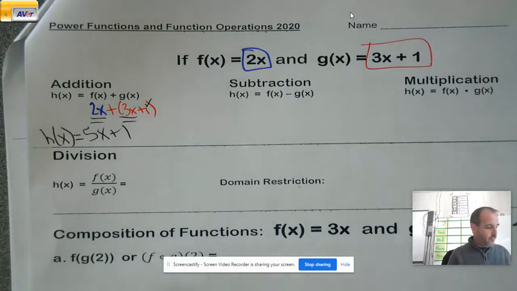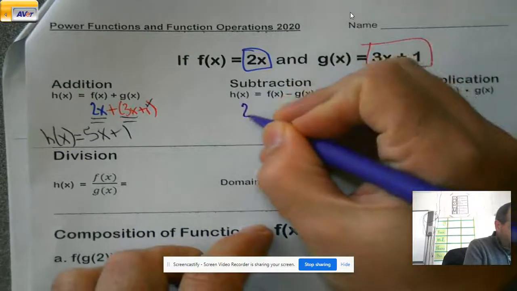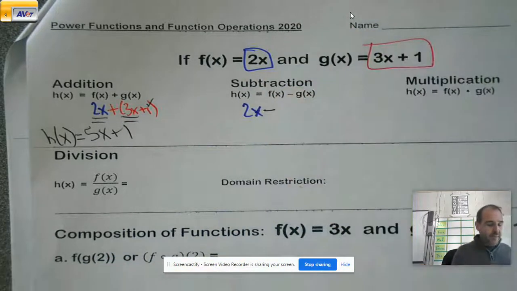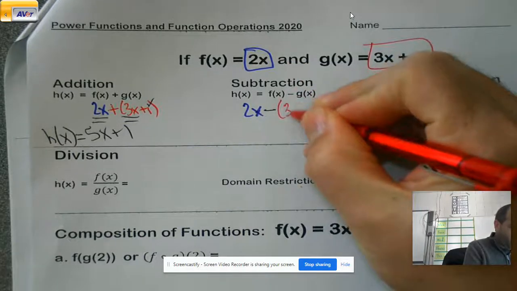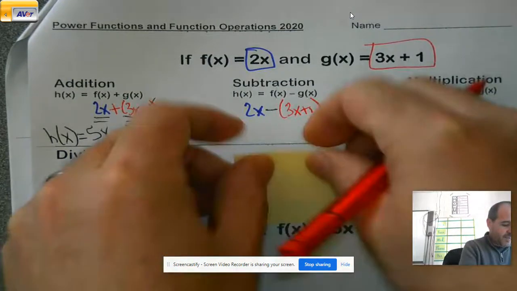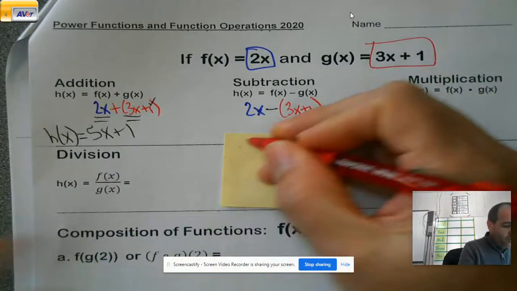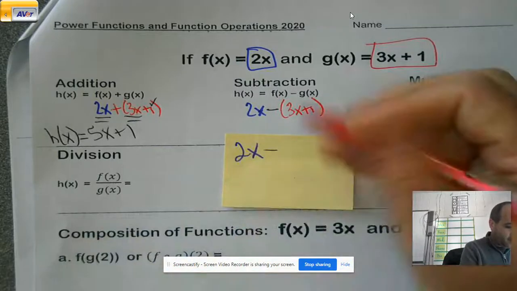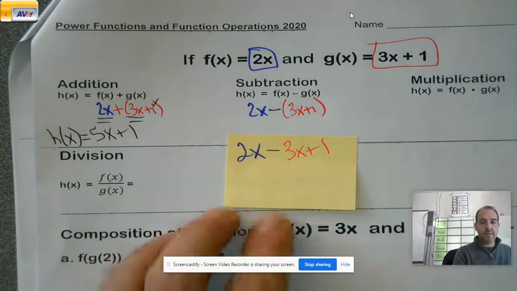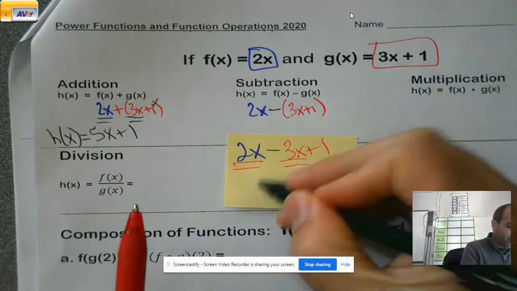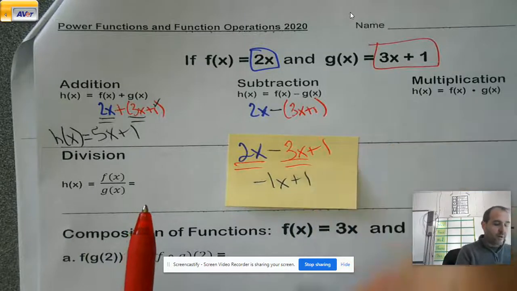Subtraction, same thing. Take my f of x, watch for which one you're being given at any particular time, minus, now this is where I got to stress something, g of x. You can't just put 3x plus 1 here, and I'm going to show you why. I'm going to get my sticky note out here. So if I would have had just 2x minus 3x plus 1, check out what happens. I go to combine my like terms. Okay, that's nothing different. 2 minus 3 is negative 1. And then I just write plus 1.